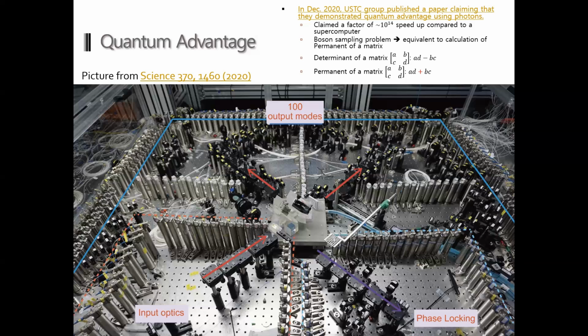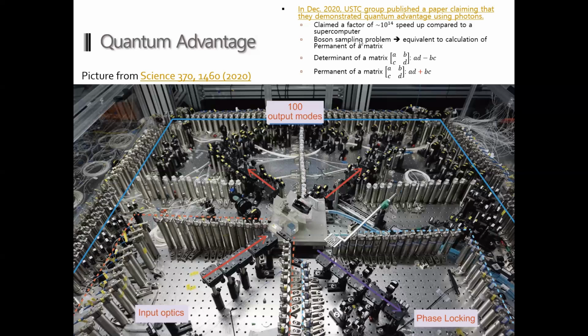But I should also point out that the picture of their implementation looks like this one. As you can see here, it is based on the photon. This is a beam splitter, and these are the mirrors, and these are all fibers. So if you look at this entire setup, you would not consider this one as a computer. However, the meaning of this experiment is the following.